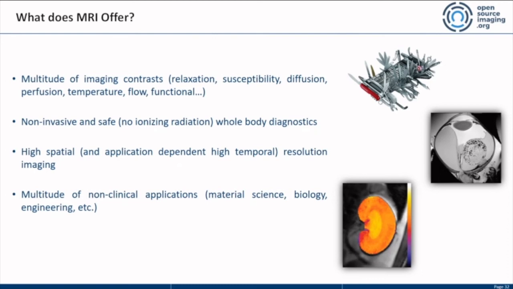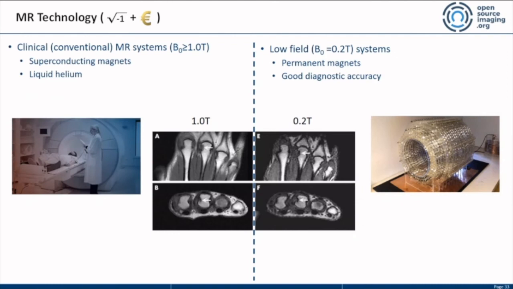MRI is amazing. You have a multitude of contrasts: relaxation, susceptibility, diffusion. It's not only about getting structural information, it's about getting information on how the organs are functioning, the performance of the organs. Because it's non-invasive, it's a safe technology, and it offers a high spatial and temporal resolution. But it's complex and expensive.